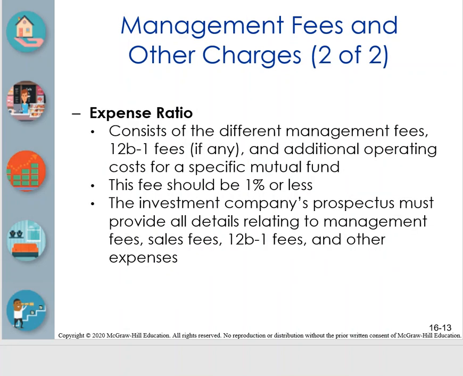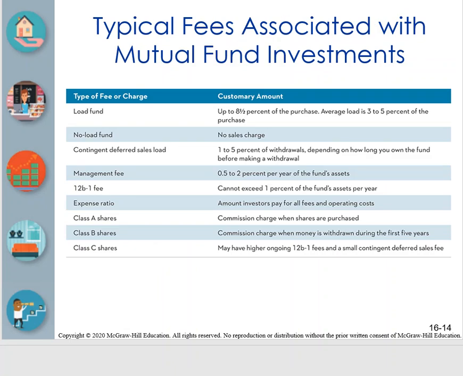All of these fees added up are known as its expense ratio, and that consists of all the different management fees and 12b-1 fees and any additional operating costs. The mutual fund company has to list all these expense ratio fees in what's known as its prospectus, which is usually some sort of summary or statement of the mutual fund company. So this is a great slide of the typical fees associated with mutual fund investments. Your mutual fund shares will either be Class A, Class B, or Class C. They can't be both A and B or A and C.